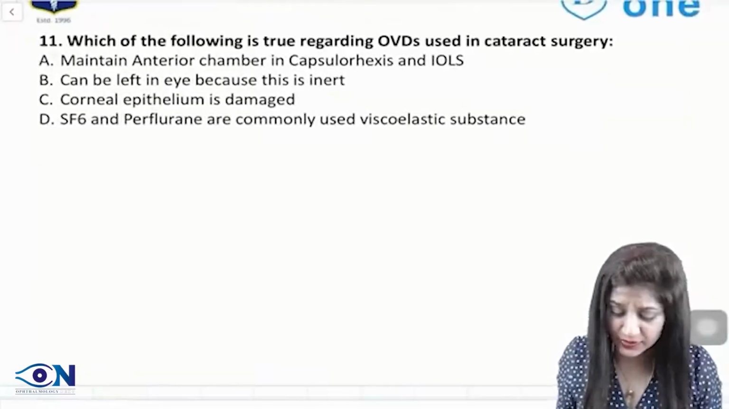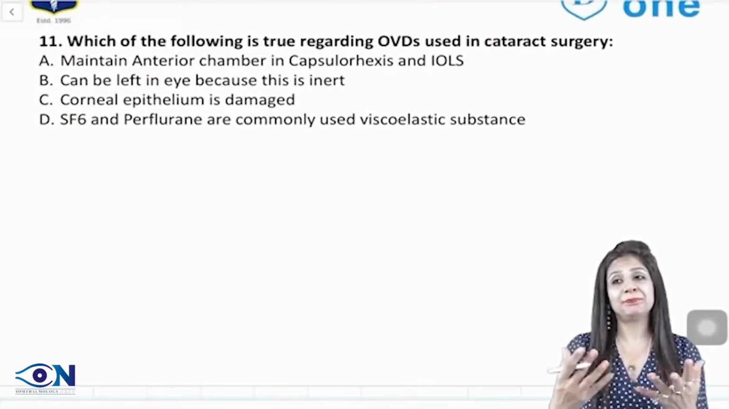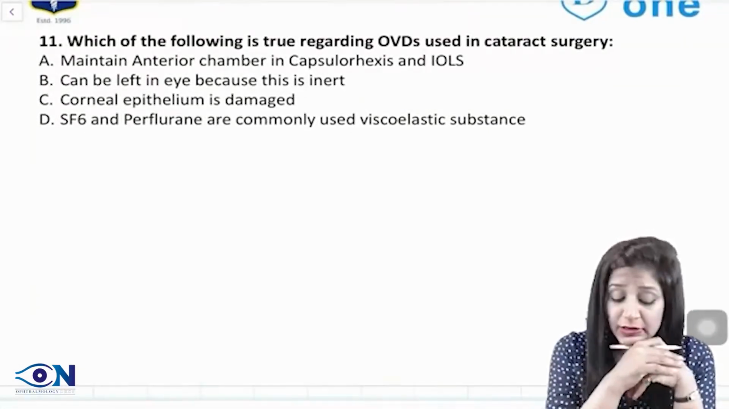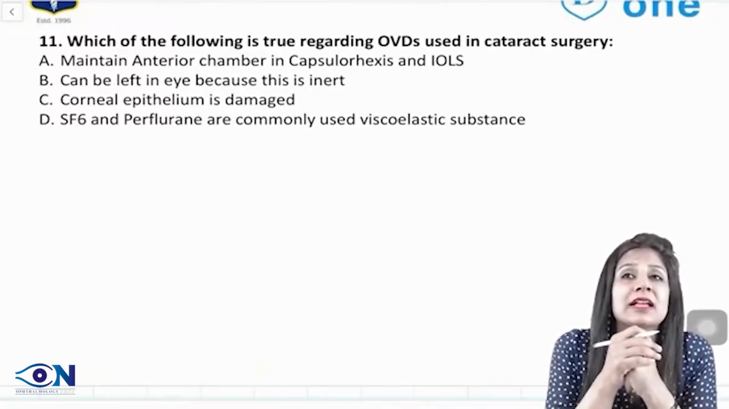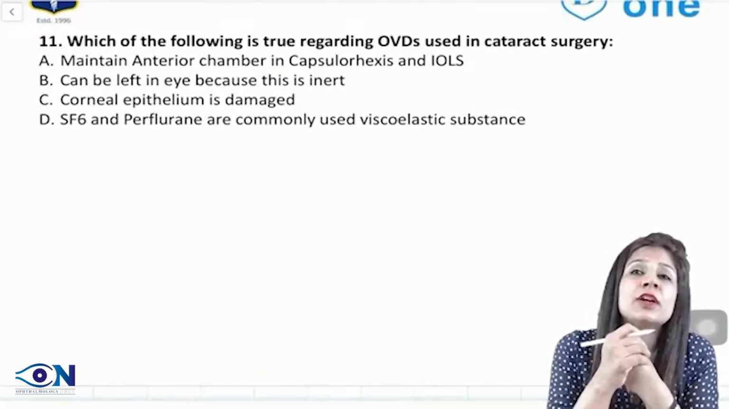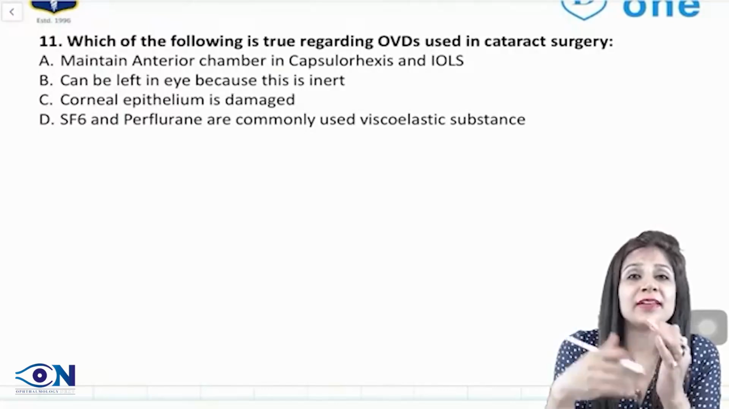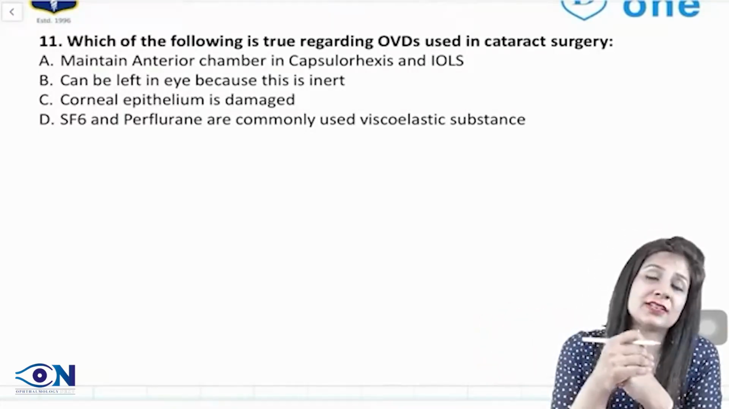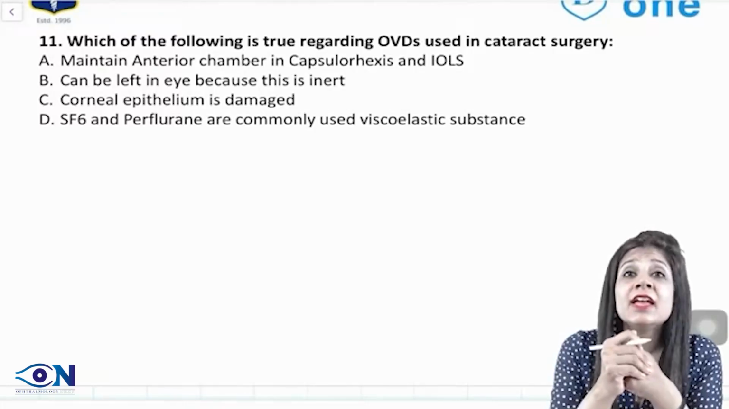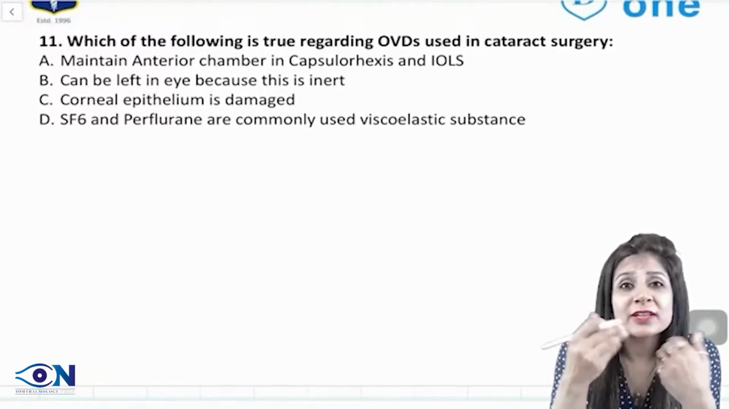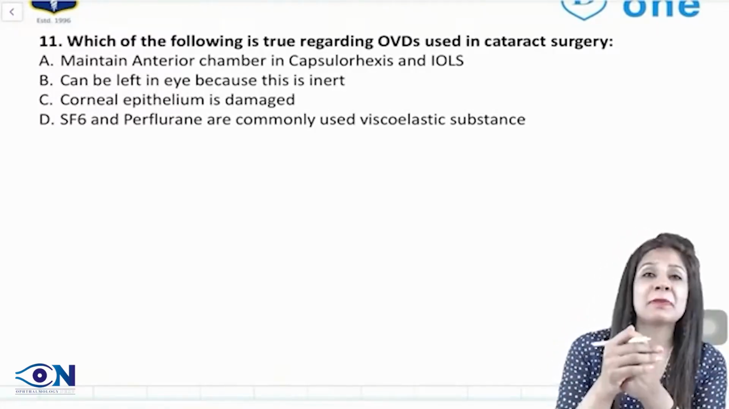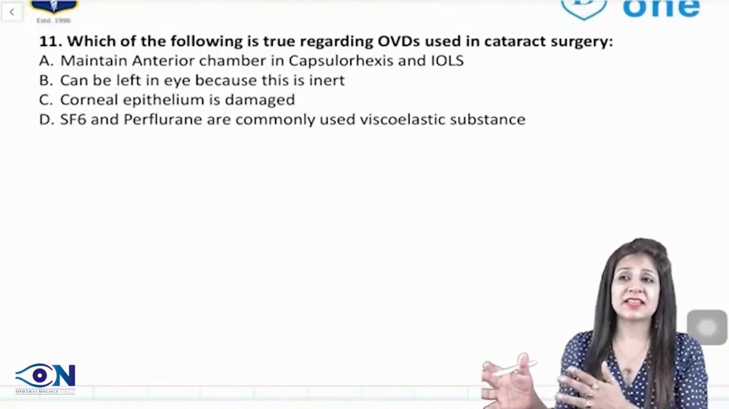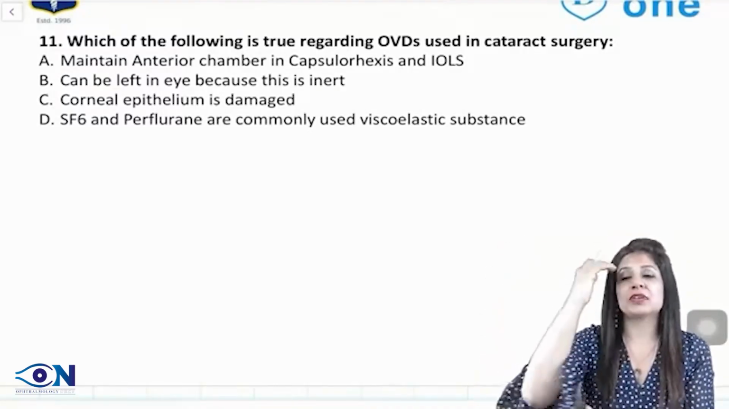Now, this is one question which is not very clearly discussed here. This question was on the viscoelastic substances. Basically what I am seeing is that they are going one step further in each and every exam related to cataract surgery. And now definitely we will have to see how much cataract we will have to teach, because every time they are asking one thing extra related to the cataract.